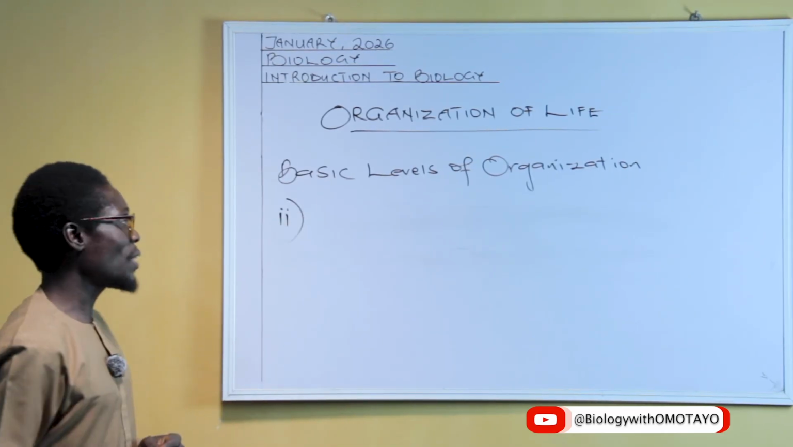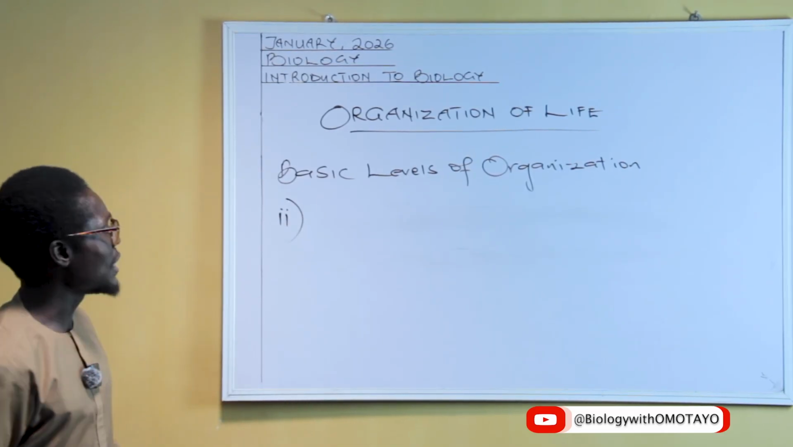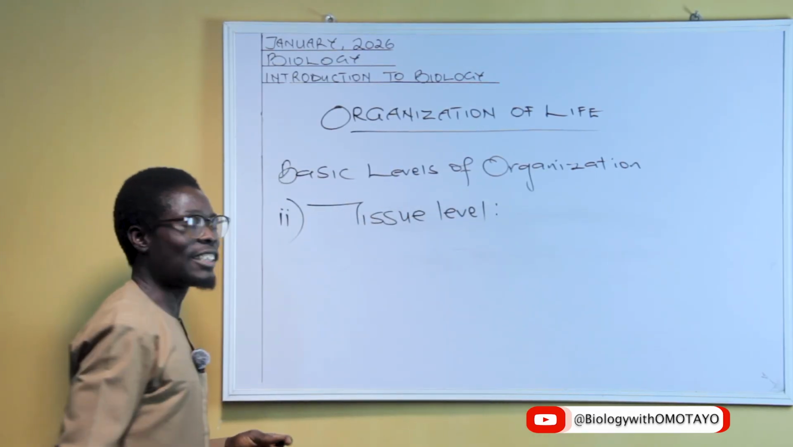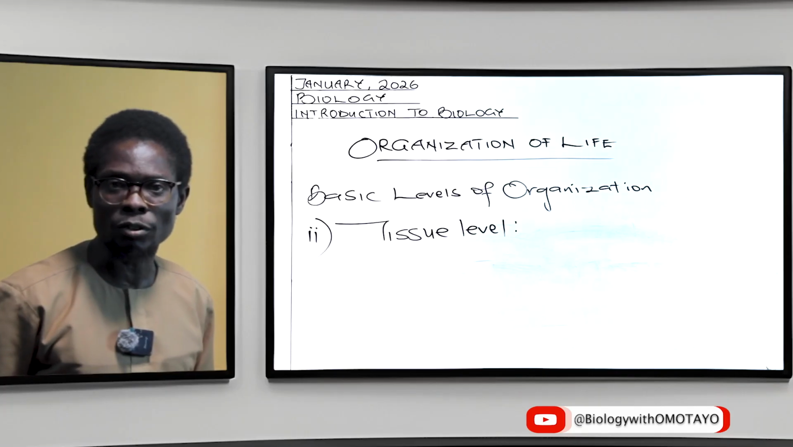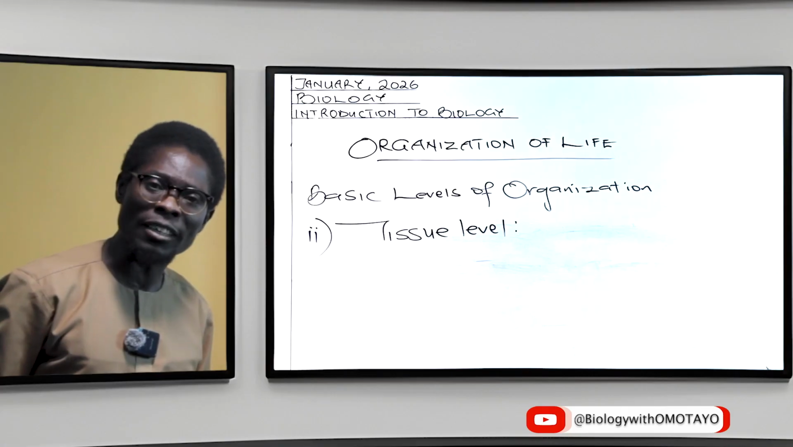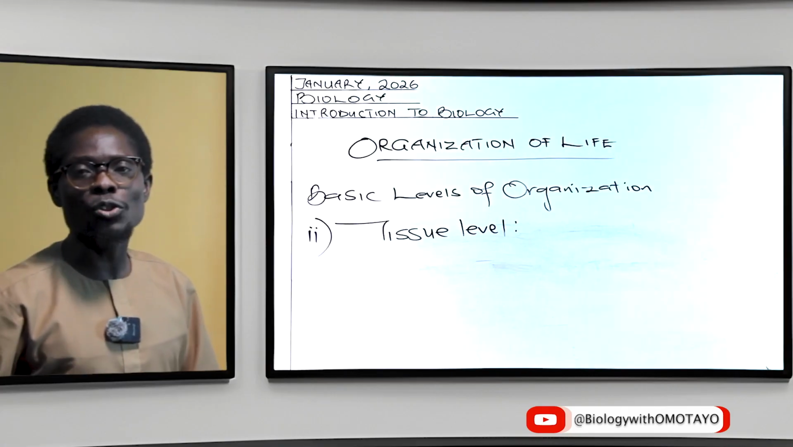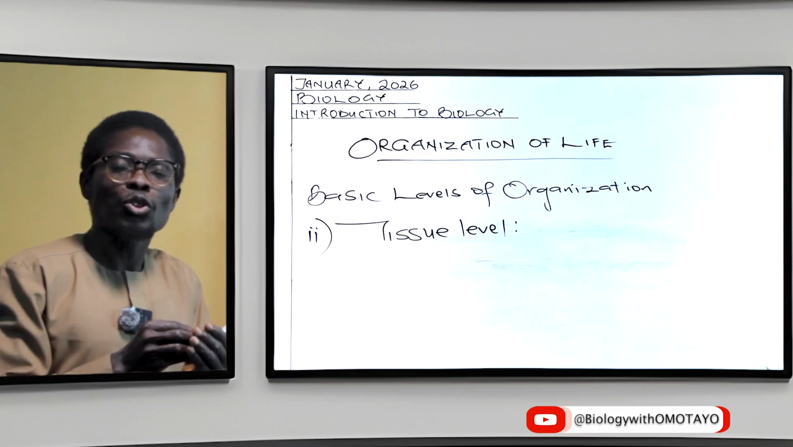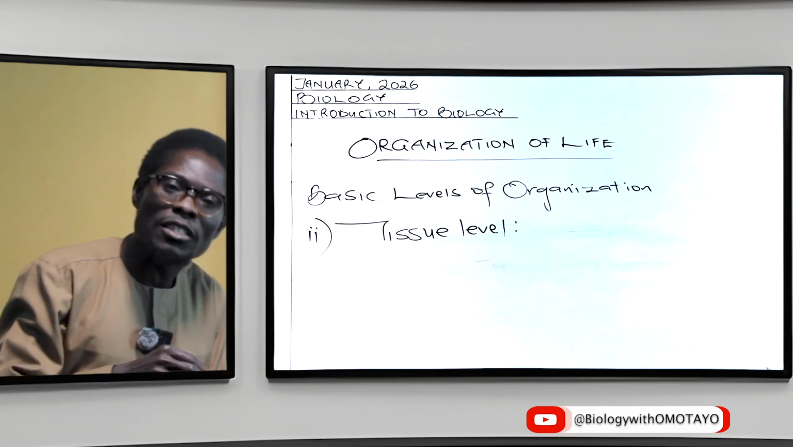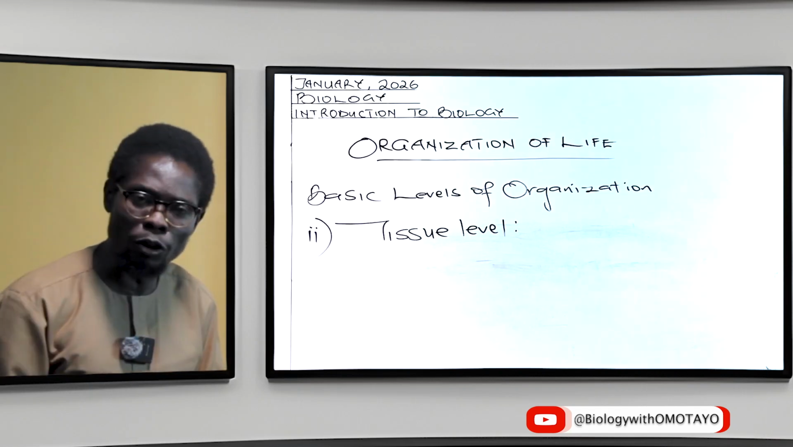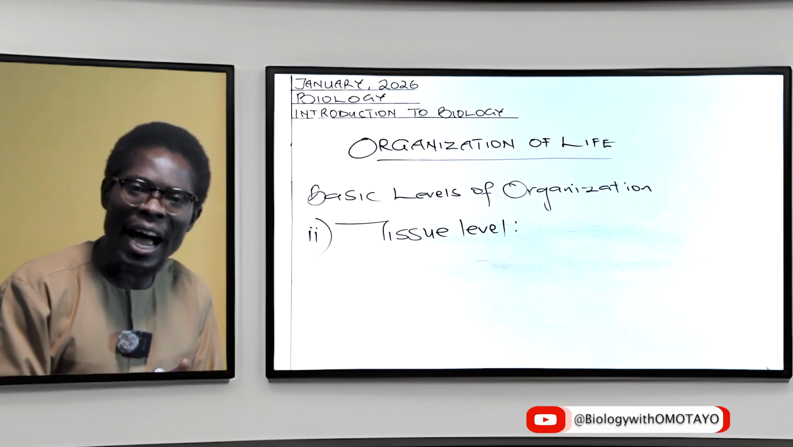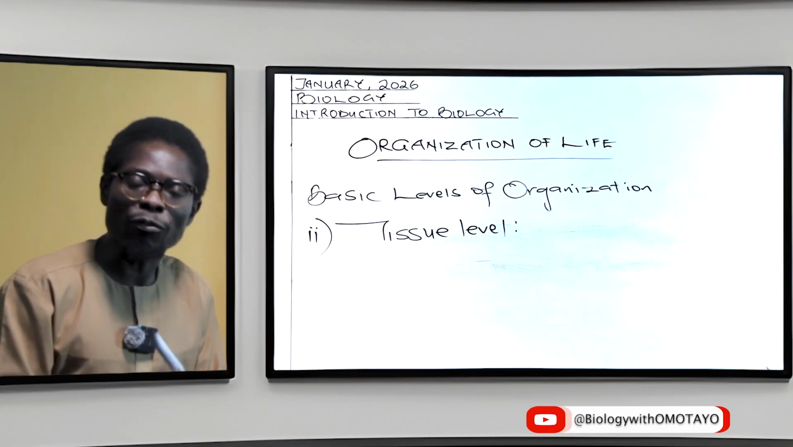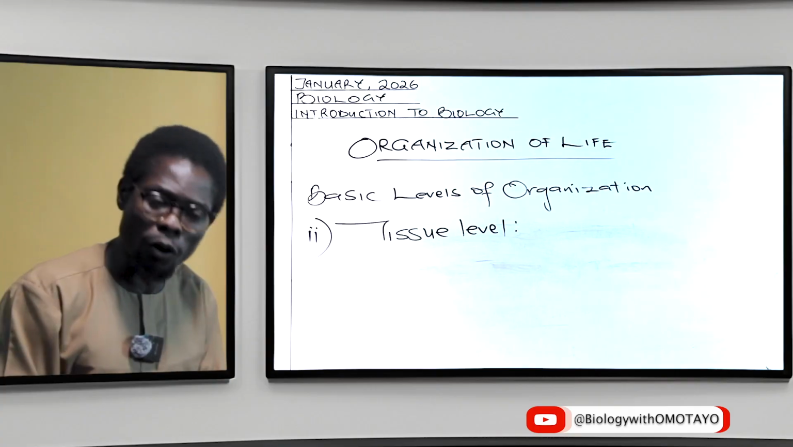Next, after the cellular level is the tissue level. The tissue level of organization can simply be defined as the coming together of cells to work together so as to ensure the performance of a given function.